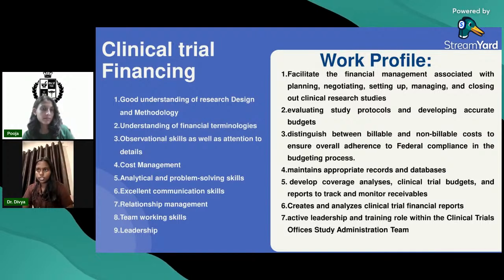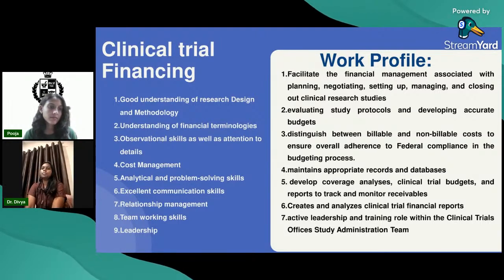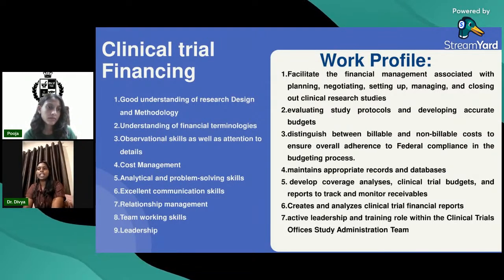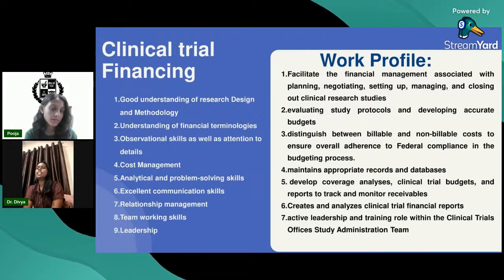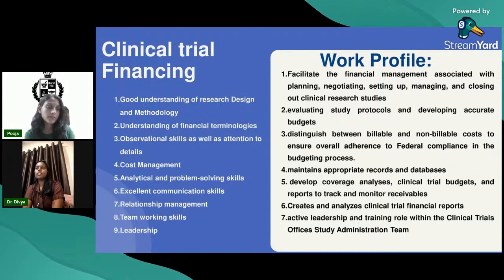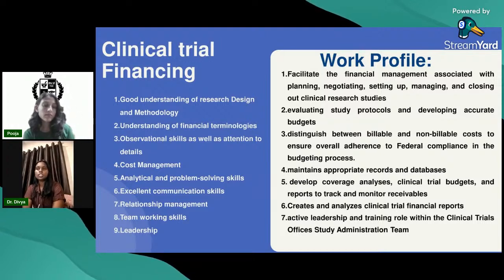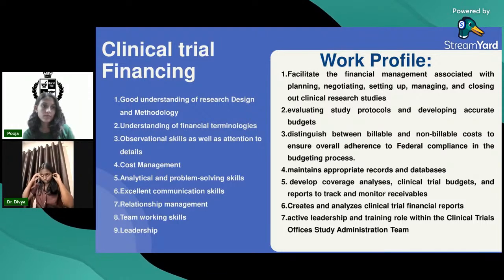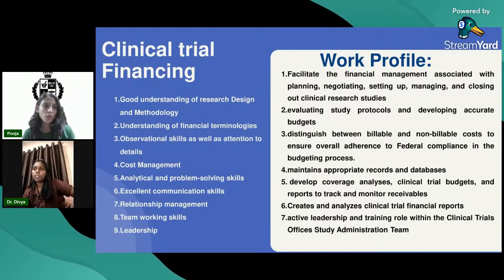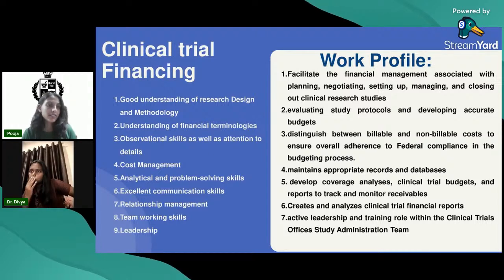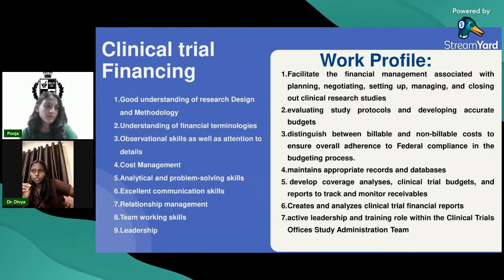Clinical trial financing. As I said, these people will be involved in the financial management of the clinical trial. Whatever budget has been given to you by the sponsor, you should utilize it optimally. Because if you are not, you are wasting your money on things which are not of much worth. That means at the end you will be short of money for conducting the trial.